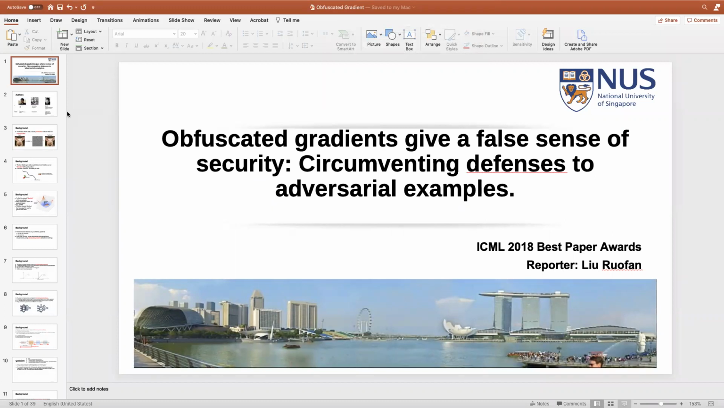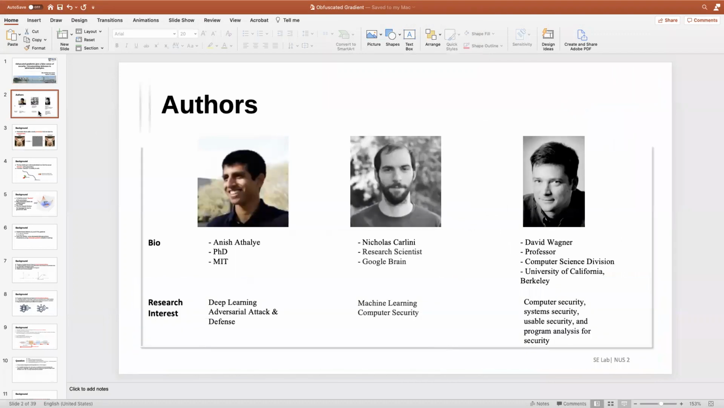Good afternoon. Today I'll present a paper published in ICML 2018. This paper was selected as one of the best papers that year. The title is Obfuscated Gradients Give a False Sense of Security: Circumventing Defenses to Adversarial Examples. The authors are from MIT, Google Brain, and Berkeley. The second and third authors are big names in this field.